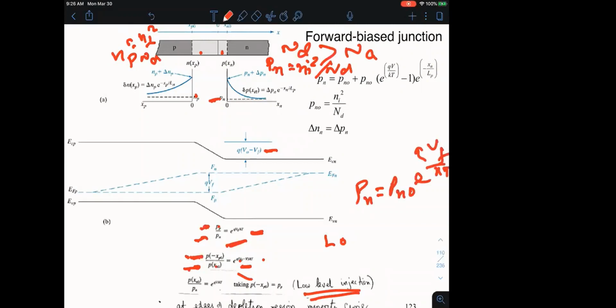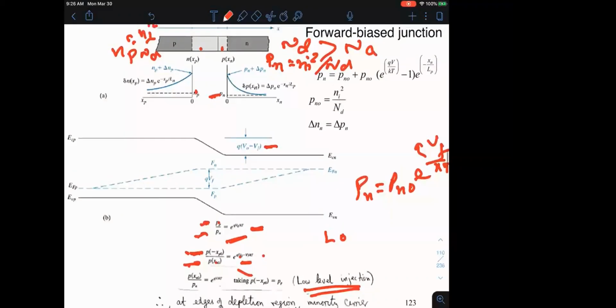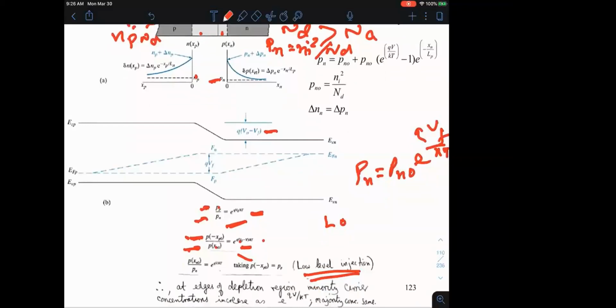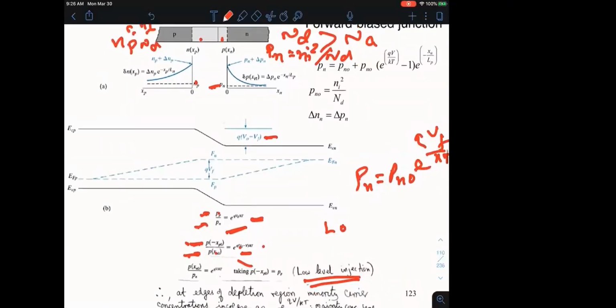Let's prove that. Okay. The so-called low-level injection conditions. So let's explain what low-level means. The term low-level means that when I inject these minority carrier holes from the P to the N side as shown over here, you also get a corresponding increase of the majority carrier electrons on the N side in order to maintain space charge neutrality in this region.